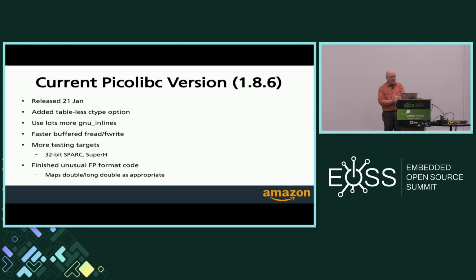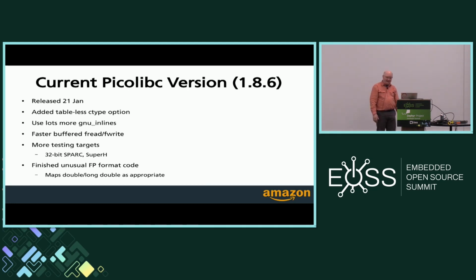This version was released on the 21st of January. One of the big additions was a tableless ctype implementation. Somebody pointed out that the ctype table was 384 bytes. And if you call a couple of isblank or isascii calls in your application, and that pulls in 384 bytes of a static table, it's like, wow, that's a huge amount of space. And I know everybody around here, everybody in the Linux space, is kind of laughing at me.